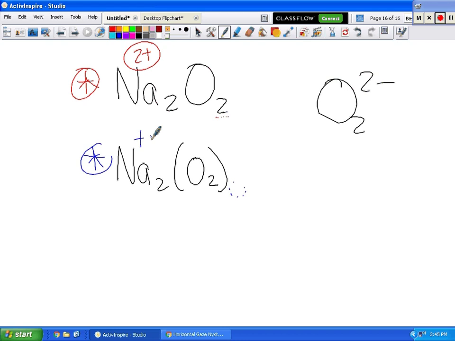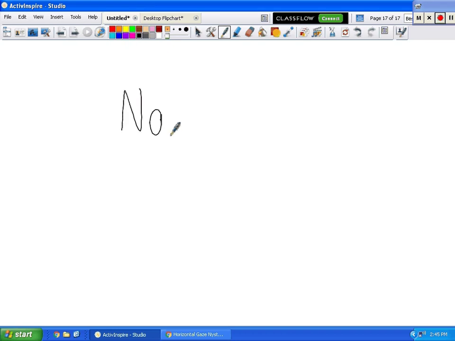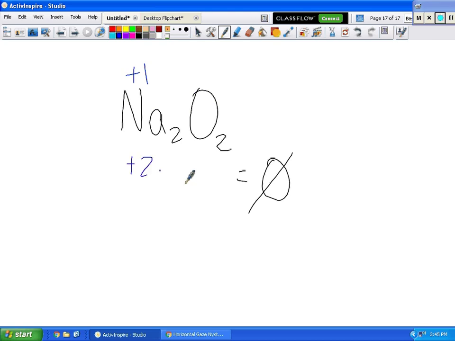This is why I hate peroxide, because it makes everything look kind of funky. You just got to know it well enough to catch it. So let's redo it and actually do it the right way. Na2O2, and if you follow the rules, set it equal to 0. Nothing's by itself. This is an ionic compound, so what's sodium have to be? How do I know it's a +1? It's group 1. What is +1 times 2? +2. So what do I have to have right there? -2. But what is -2 divided by 2?